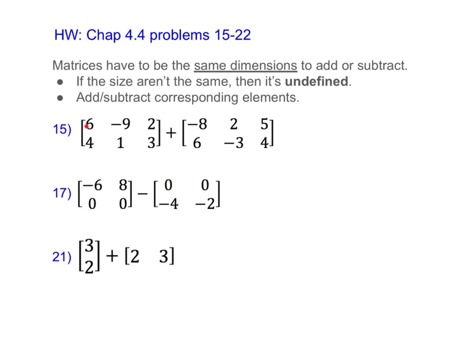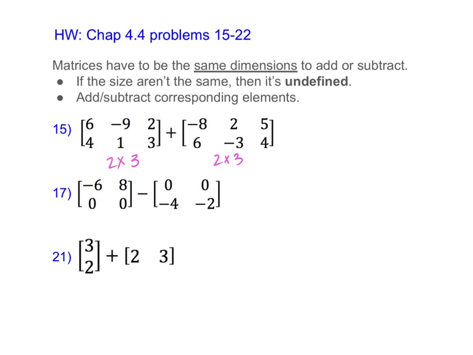Now 15, notice how there are 2 rows. So this is a 2 by... There are 1, 2, 3 columns. So this is a 2 by 3. This one is also a 2 by 3, I noticed. So if they're both 2 by 3s, lucky for me, I can add them.